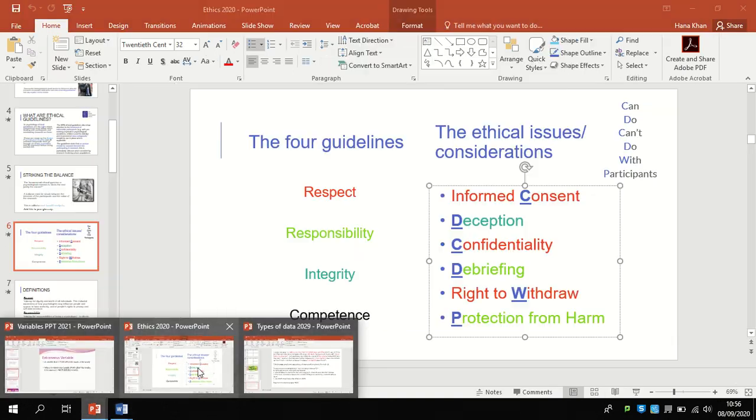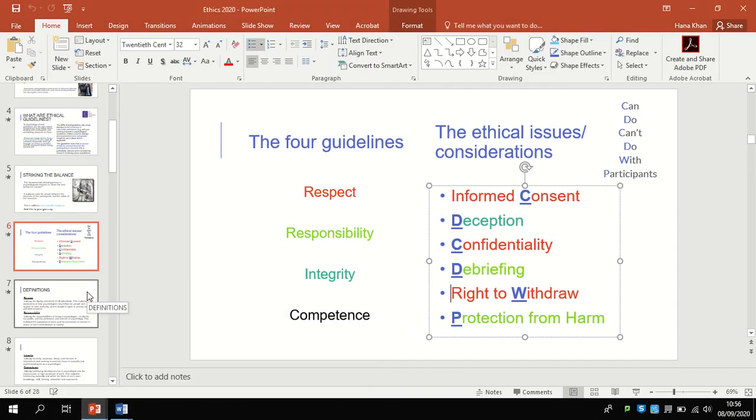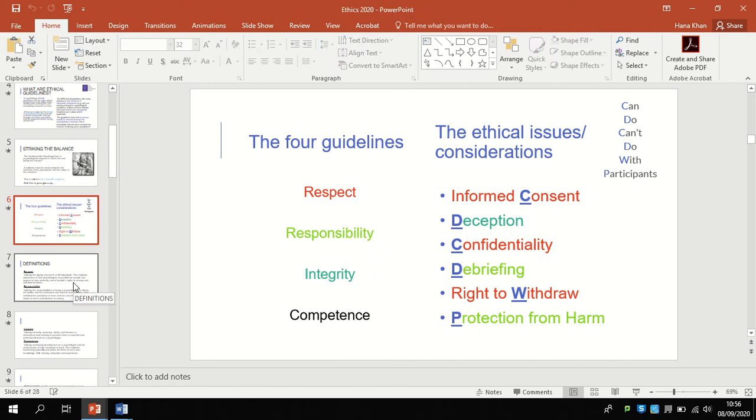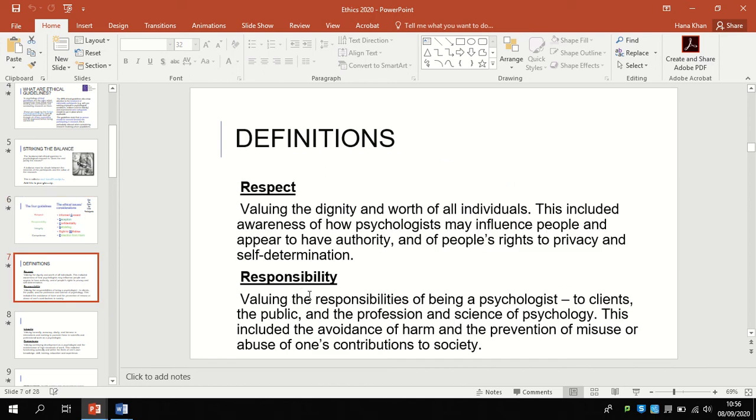Obviously, respect works for not just right to withdraw, but a couple of others as well. You don't have to keep writing it down. Once you've written it once, you can just put the word respect in that box rather than writing the full description. So you can pause this video as we go through and make sure you are writing those things in those boxes. So responsibility is the next ethical guideline we have, which is valuing the responsibilities of being a psychologist to clients, the public, and the profession of science and psychology.